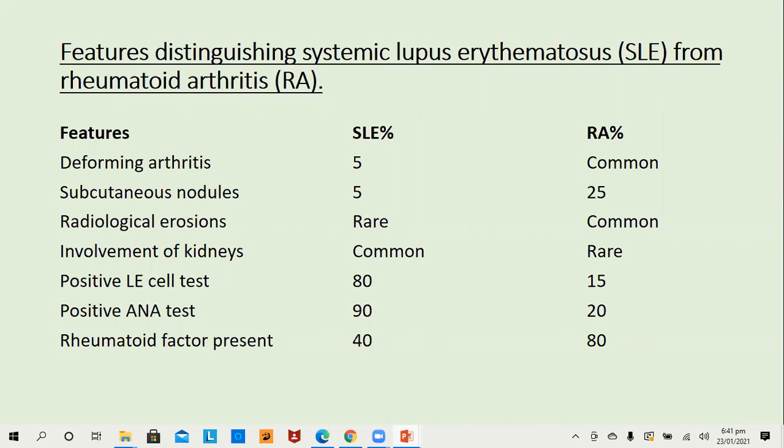Positive LE cells test is, of course, common, with 80% positivity in SLE, while 15% positivity in rheumatoid arthritis. And positive anti-nuclear antibody is seen in 90% of SLE patients and 20% of rheumatoid arthritis patients. While the rheumatoid factors are present in 80% of rheumatoid arthritis patients and 40% of SLE patients.